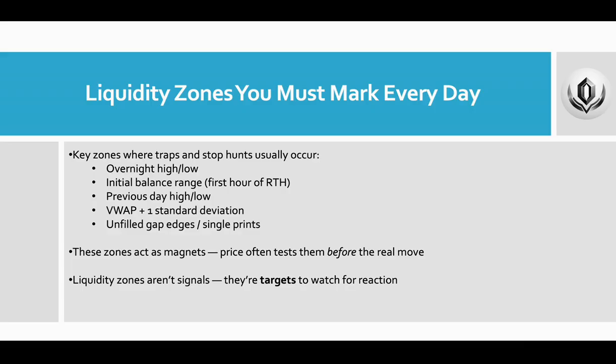So the checklist is overnight highs and lows. Global traders leave their resting orders at these levels. Initial balance range, which is the first hour of regular trading, so it sets the tone for the session. Previous day high, low. Common trap areas due to retail anchoring. So that's a bias that retail has. VWAP and one standard deviation band on either side, which algorithmic trading uses for mean reversion or trend continuation. And gap edges, single prints, so very thin areas in the volume profile which attract probes.